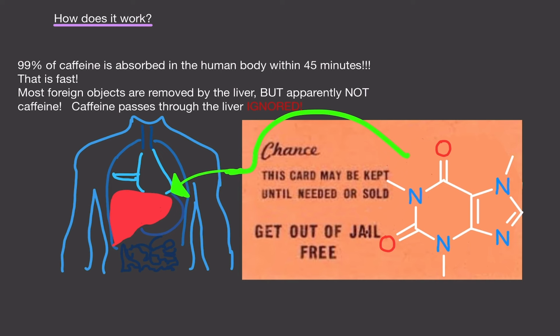There is hypothesis. I have my own hypothesis. And it's probably because it looks like adenosine. So your liver doesn't want to eliminate adenosine, right? Because that's what your body's made out of.